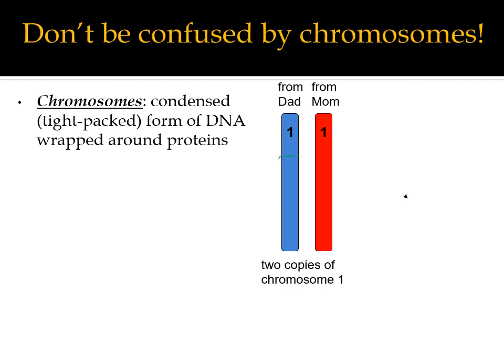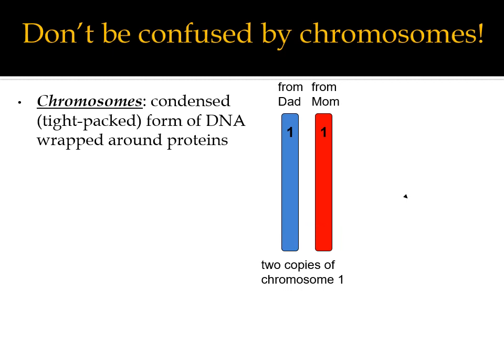So maybe the eye color gene is right here on both chromosomes, but dad might give you a different type of eye color than mom does. You know, maybe hair color or height are down here. Your parents may have different heights, different hair colors, whatever, but the same type of gene is in the same place on each chromosome. That's the important thing to keep in mind there.